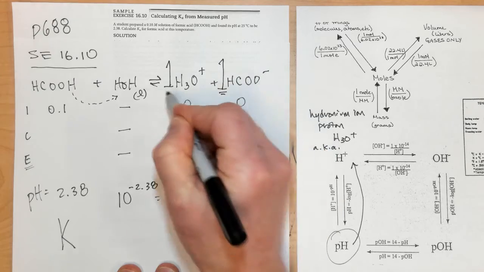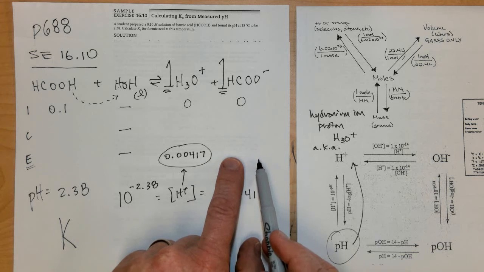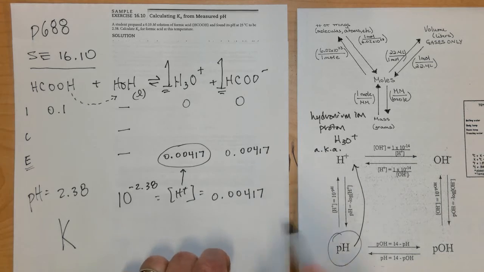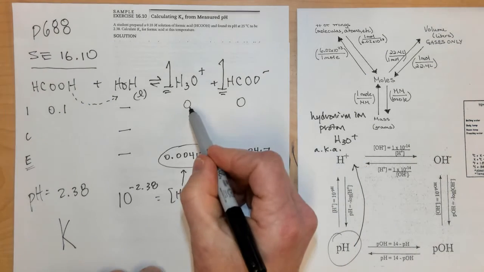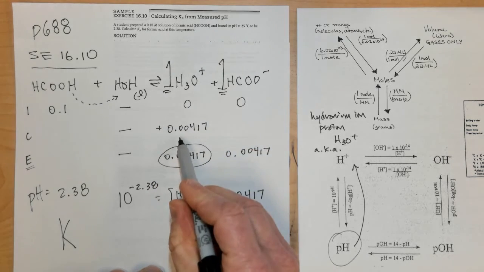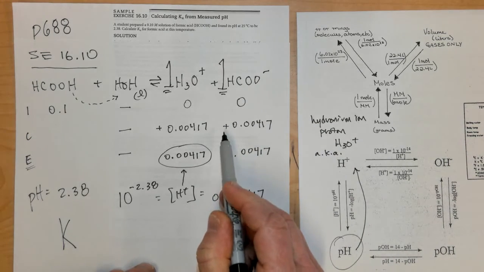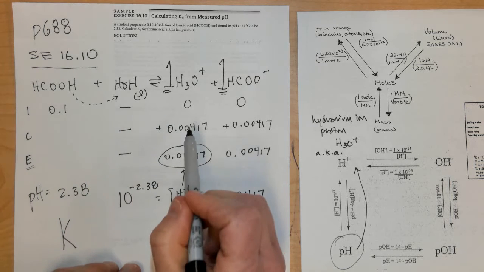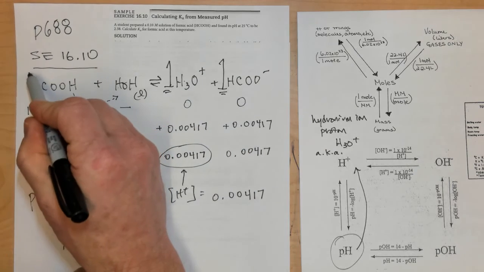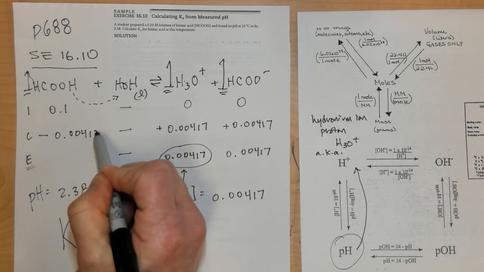And since this is a 1:1 ratio, however much I have here, I also have right here. So I also have 0.00417. And working backwards just to complete the entire ICE table, since I started with 0, I had to gain 0.00417 here, and I had to gain 0.00417 here. Which leads me to the other side, because whatever I gained on this side, I had to lose from this side. And since it's a 1:1 ratio here, I must have lost 0.00417 right here.